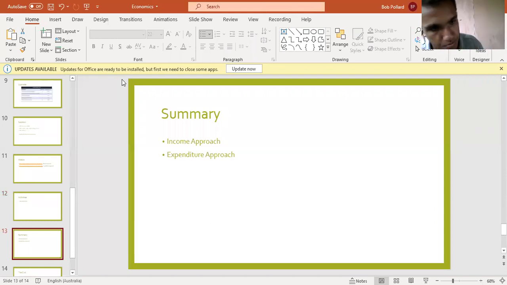So, a summary: GDP, as we learned, is the total amount of goods and services produced in a country over a period of time. And there are two ways to calculate this. The first one is the income approach, and the second one is the expenditure approach.